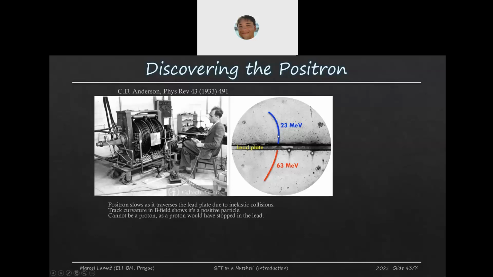This is because in the lead, it suffers inelastic collisions with lead atoms, and we see from the track curvature that it is a positive particle. It cannot be a proton because the proton would have stopped in the lead. But these tracks were in fact measured even before the theoretical prediction, but they were usually claimed to be, or somehow discarded as, protons. So that's the reason why the positron was discovered very fast afterwards.